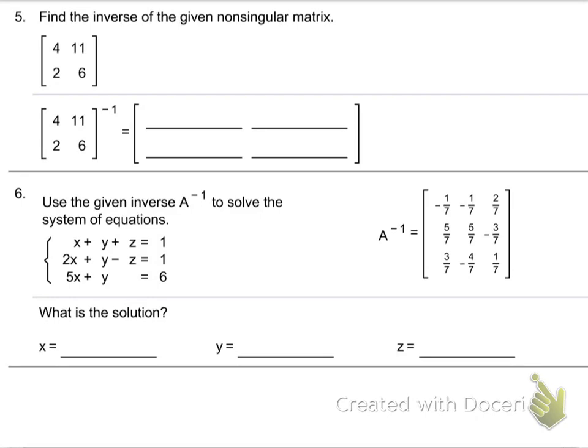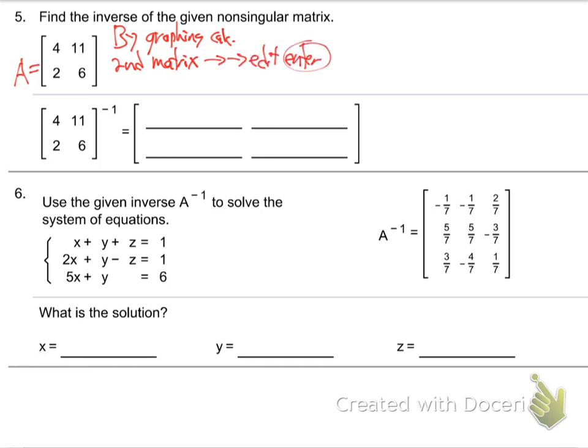So question number 5, find the inverse. Again, this is by graphing calculator. Call it matrix A. So go second matrix, go over to edit, hit enter, and the matrix is a 2 by 2. Put in the numbers for A, and go second quit. So you've got it entered, and you've quit that, and that's all step number 1.